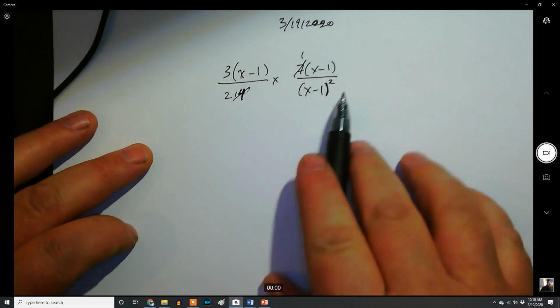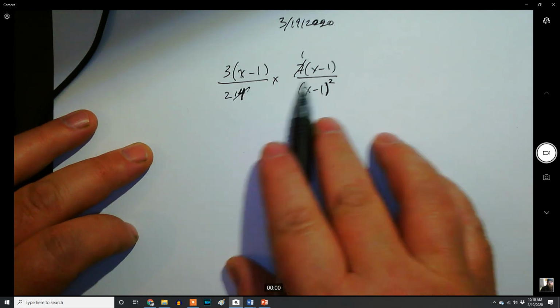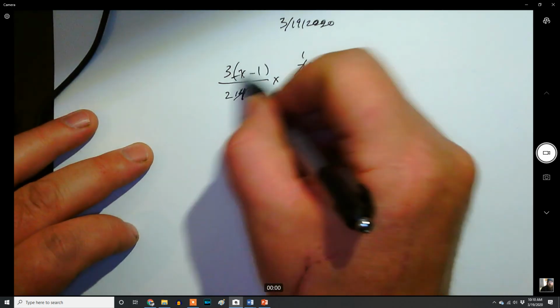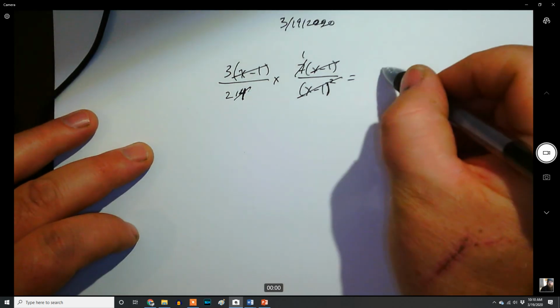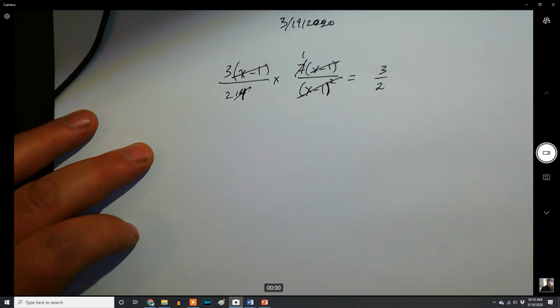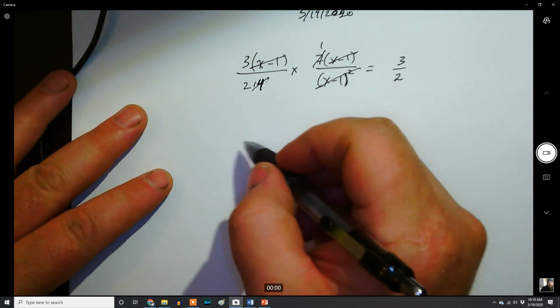Oh, wow. Would you guys agree that x minus 1 squared is x minus 1 times x minus 1? Look at this, they reduce. So your final answer looks like it's just 3 over 2. Wow, not too bad, right? So reduce before you multiply. Life's easy. I'll give you a couple practice problems right here, shall we?